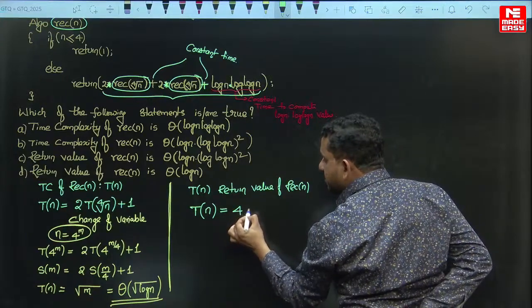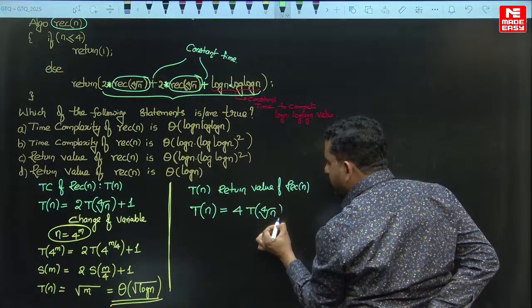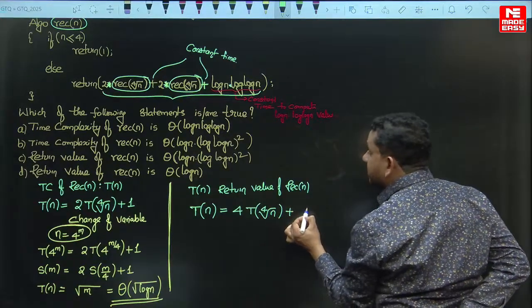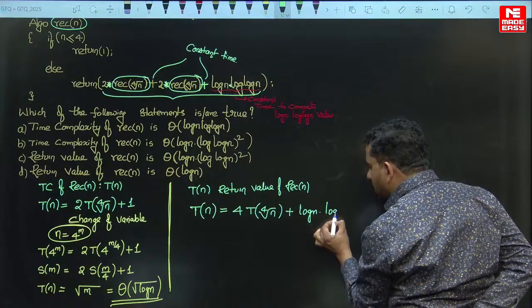That means it becomes 4t of 4th root of n, plus log n multiplied with log n multiplied with log n.